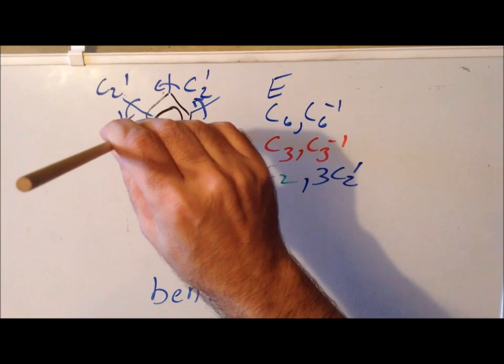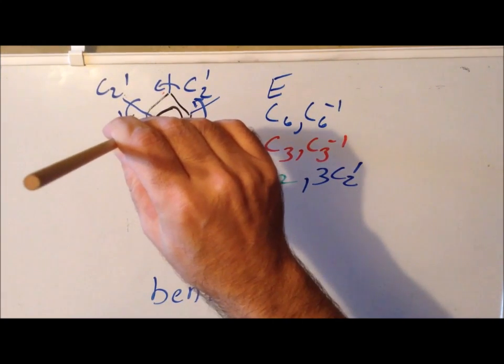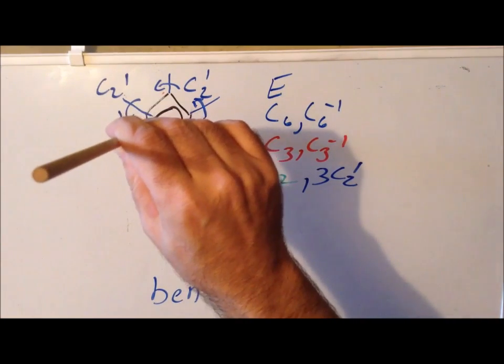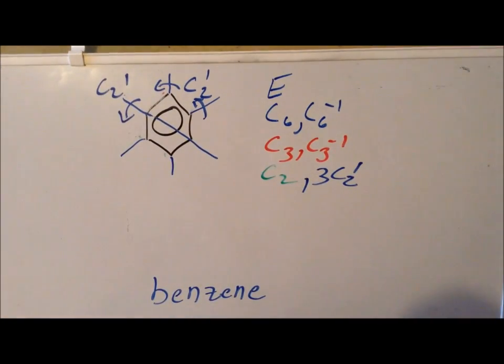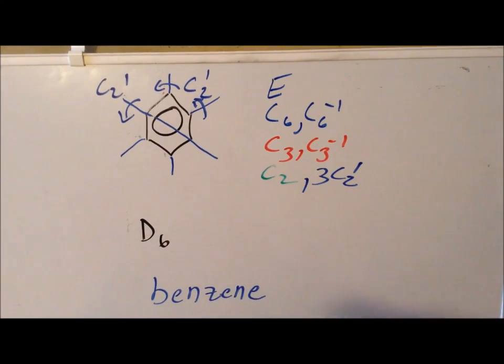They're all perpendicular to the high order rotation axis, which tells us, if we found even one of them, that we must have some sort of a D group. So right away we know that we must have D6 something or other. So we at least have D6. We know it's a D group because we found at least one C2 perpendicular to the high order rotation axis.